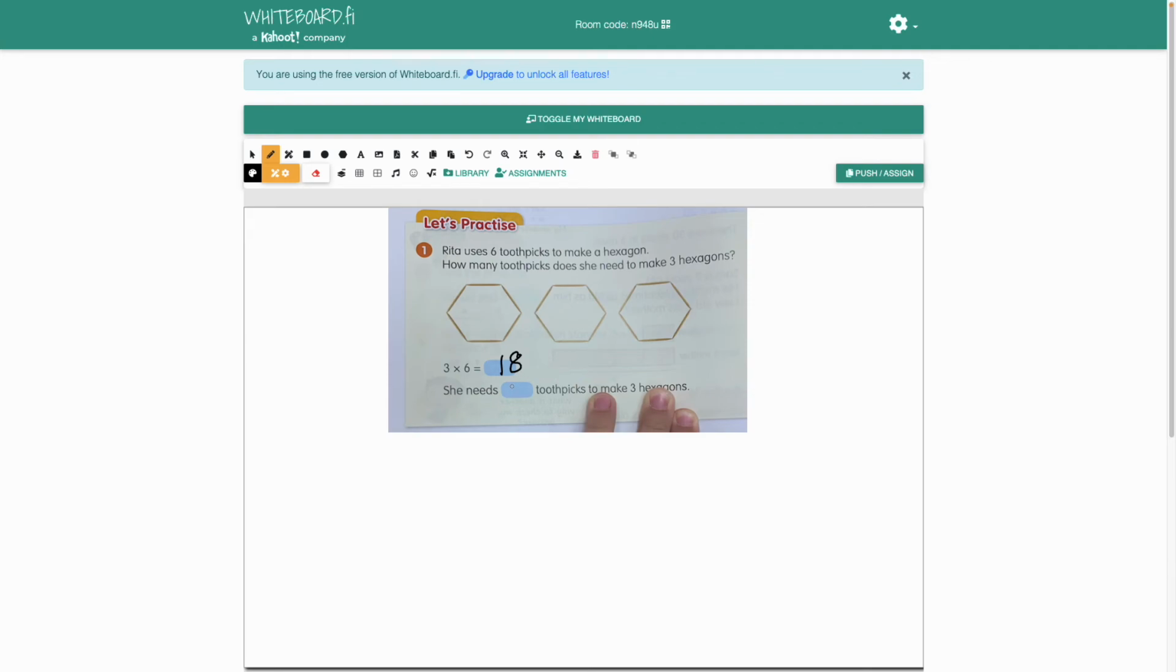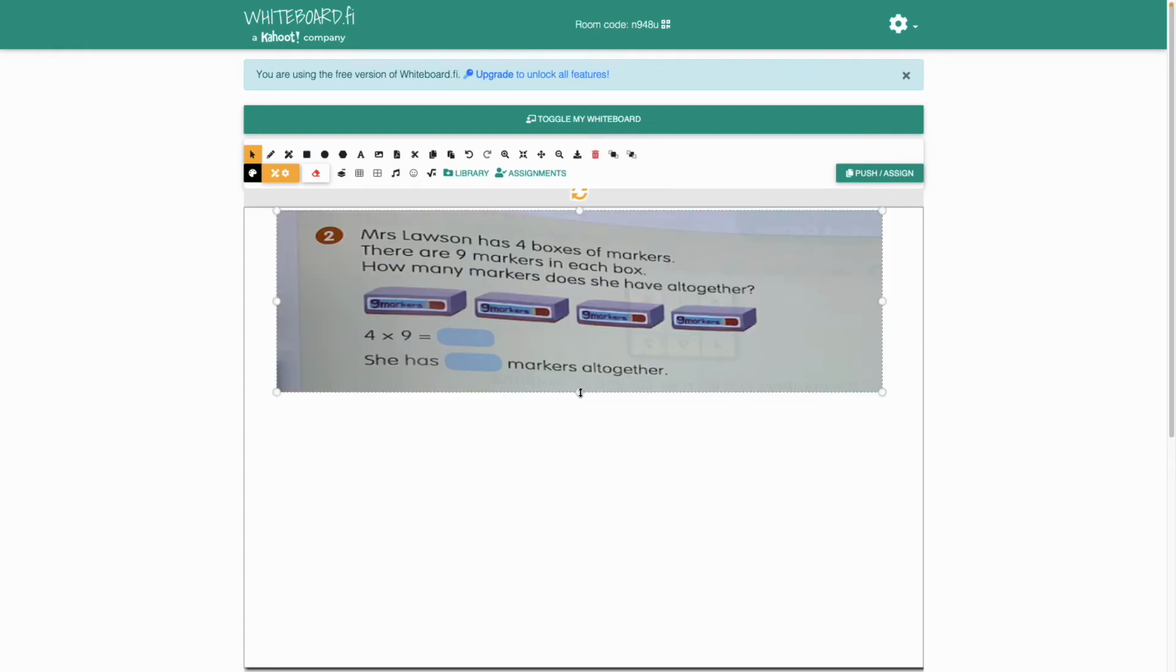Perfect. Mohammed, are you done? Very good. Mohammed, how many groups are there? I just read this for those who find difficulty in reading. Mrs. Lawson has 4 boxes of markers. There are 9 markers in each box. So, there are 9 markers in each box and there are 4 boxes. How many markers does she have all together?